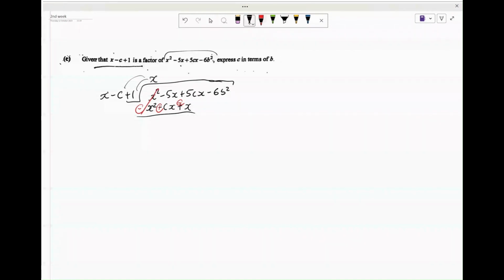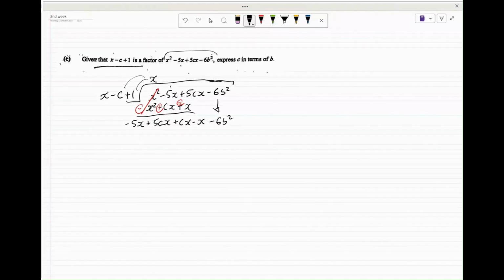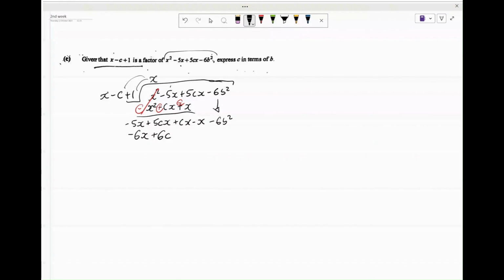So those two terms will cancel, and we'll just rewrite. So I'll write this term first. I'll write minus 5x. We can also write plus 5cx plus cx minus x. And we can bring down our term 6b squared. So here you can see you can add things that have the same x. So 5x and x, those can add together and we'll get minus 6x. And we have cx and cx, so we can add those together. That's plus cx minus 6b squared.